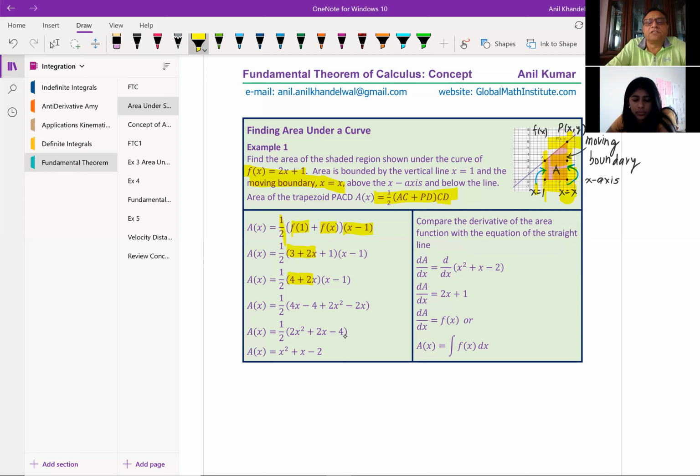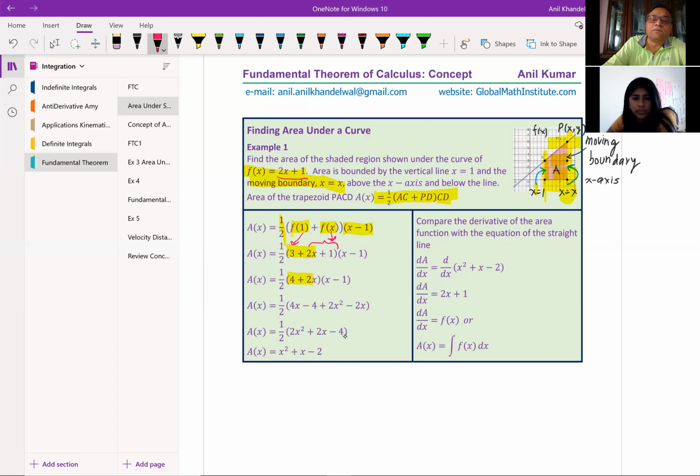we get 2 plus 1, which is 3, right? So let me just highlight this. So this 1 is 3. So if I substitute 1 here, we get 2 plus 1, which is 3, correct? And f of x as such is all this. Is that clear? So 2x plus 1 is f of x, and f of 1 is 3.